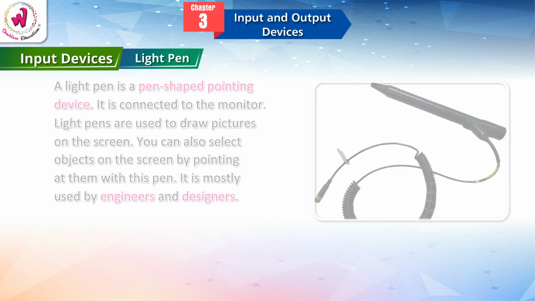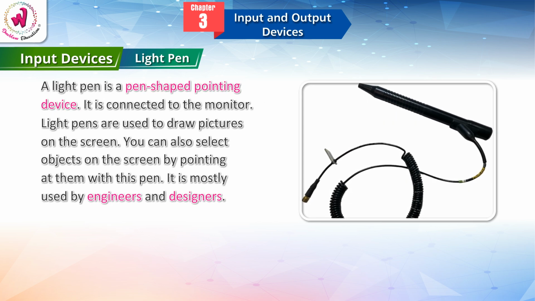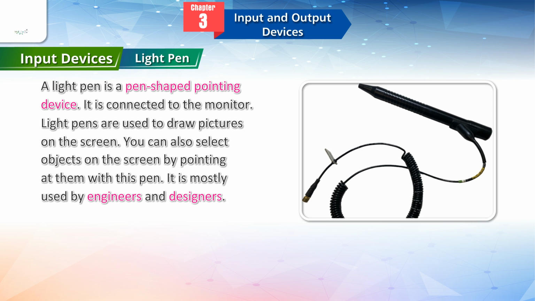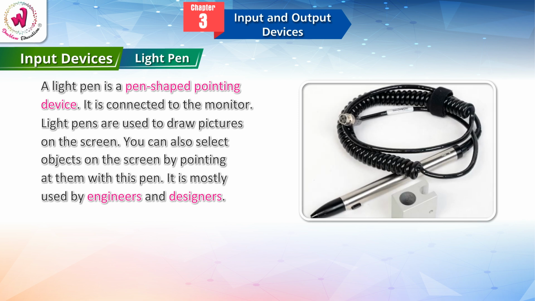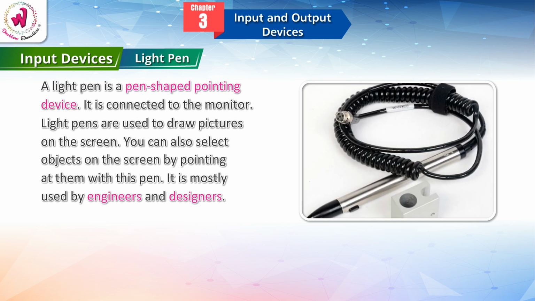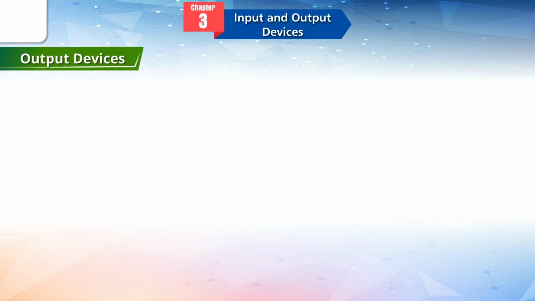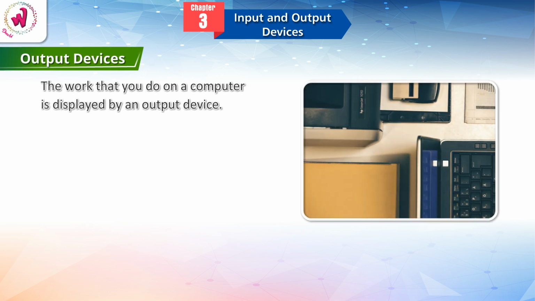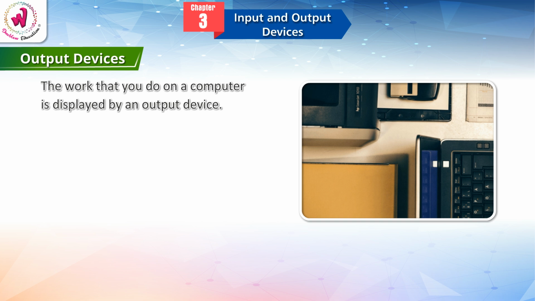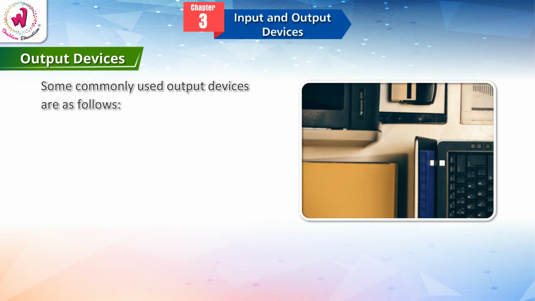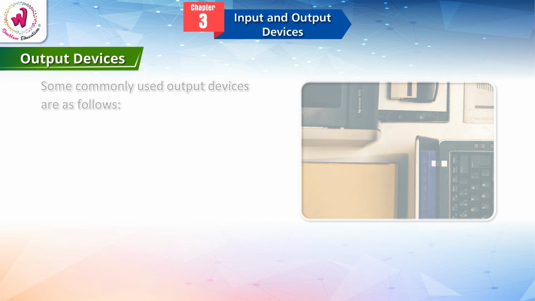Light pen. A light pen is a pen-shaped pointing device. It is connected to the monitor. Light pens are used to draw pictures on the screen. You can also select objects on the screen by pointing at them with this pen. It is mostly used by engineers and designers. Output devices. The work that you do on a computer is displayed by an output device. Some commonly used output devices are as follows.